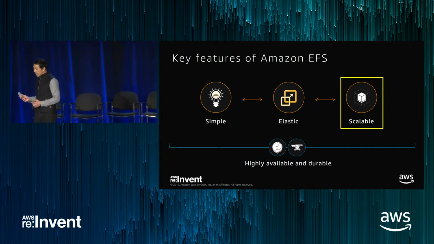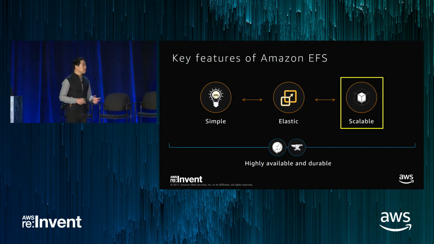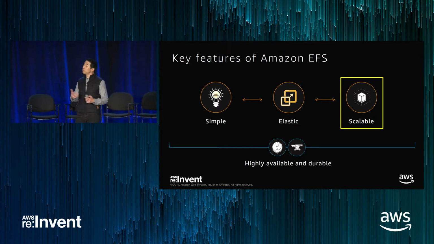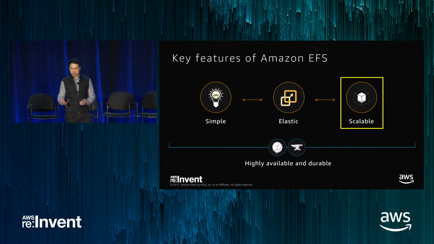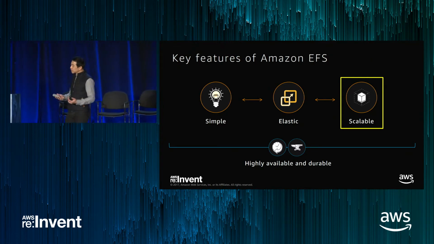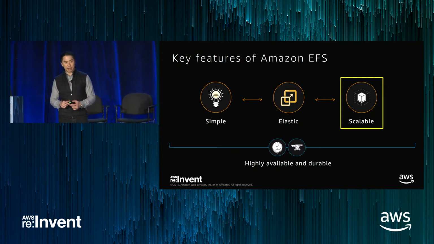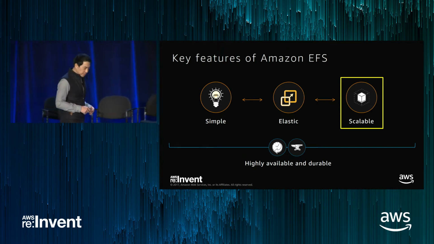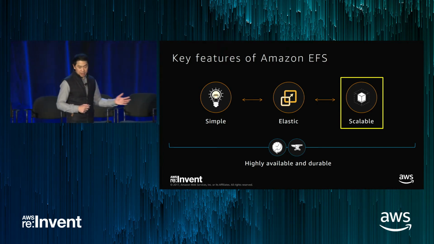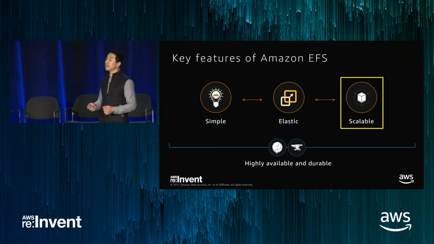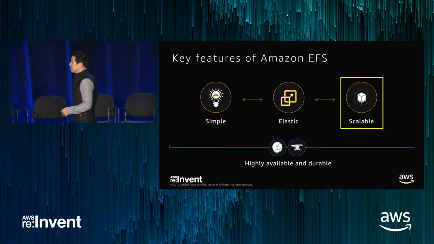And in terms of scalability, file systems can grow to petabytes scale. And the throughput scales according to the amount of capacity automatically. And regardless of how large your file systems get, we still provide the low, consistent latency. And a file system can scale out to be accessed by tens, hundreds, even thousands of NFS clients concurrently.